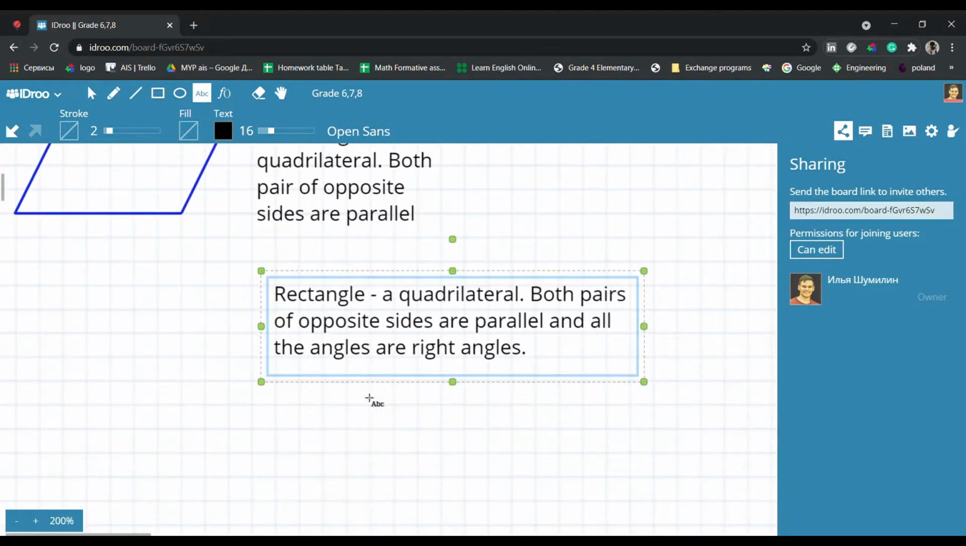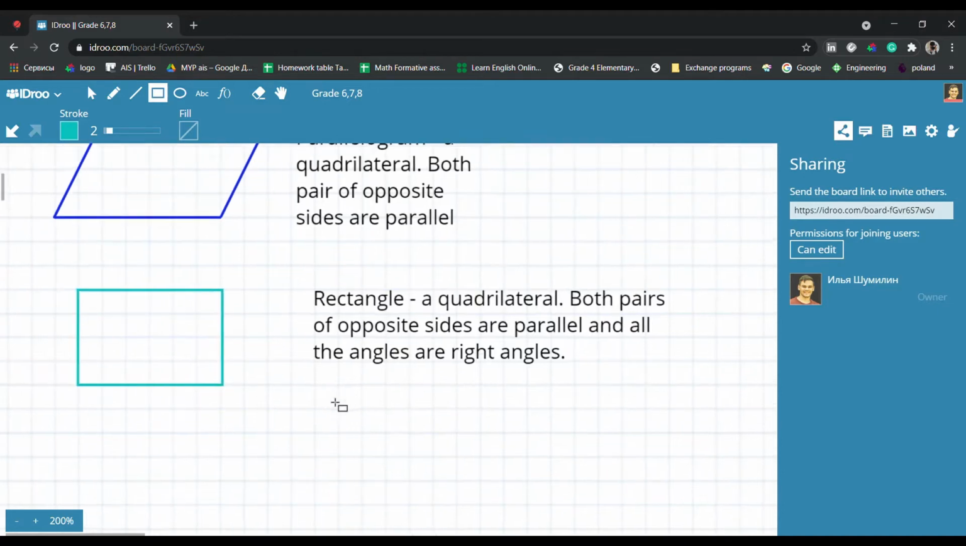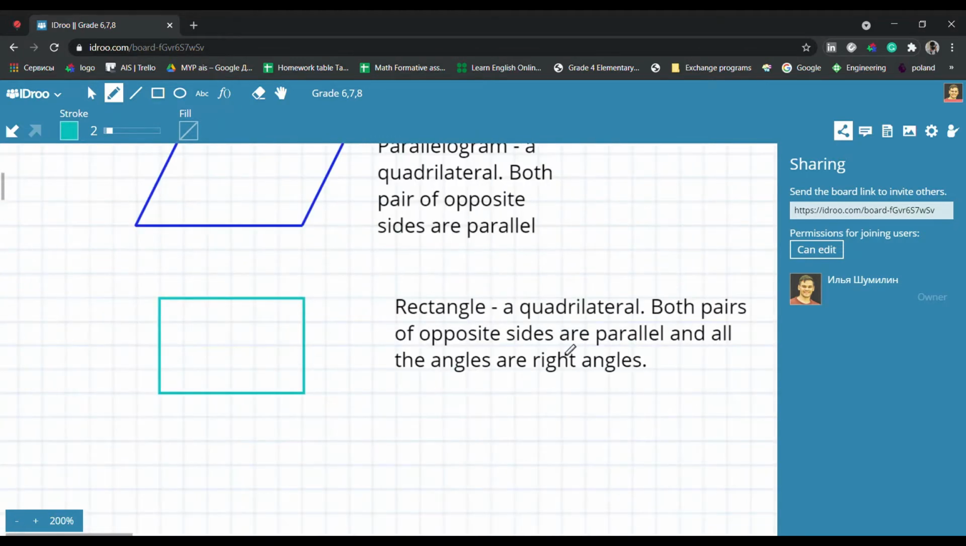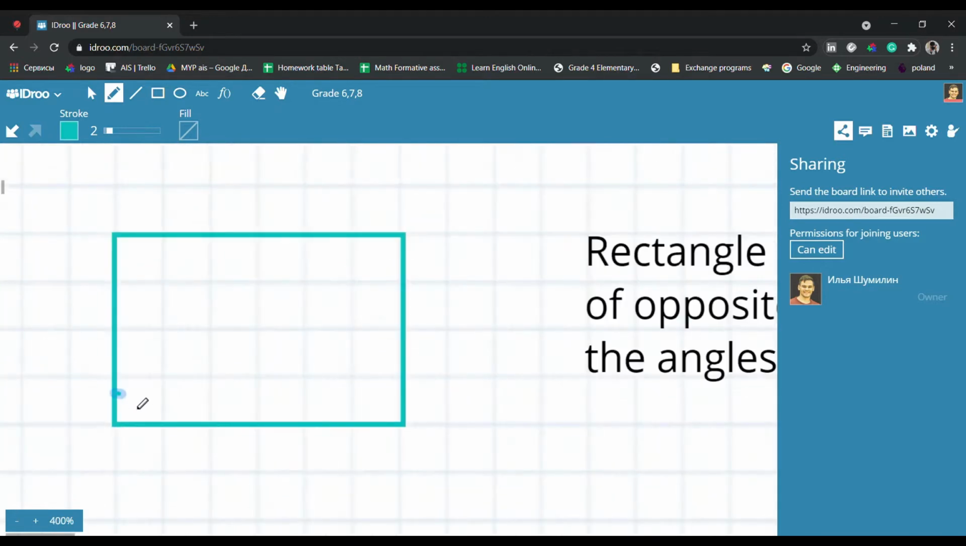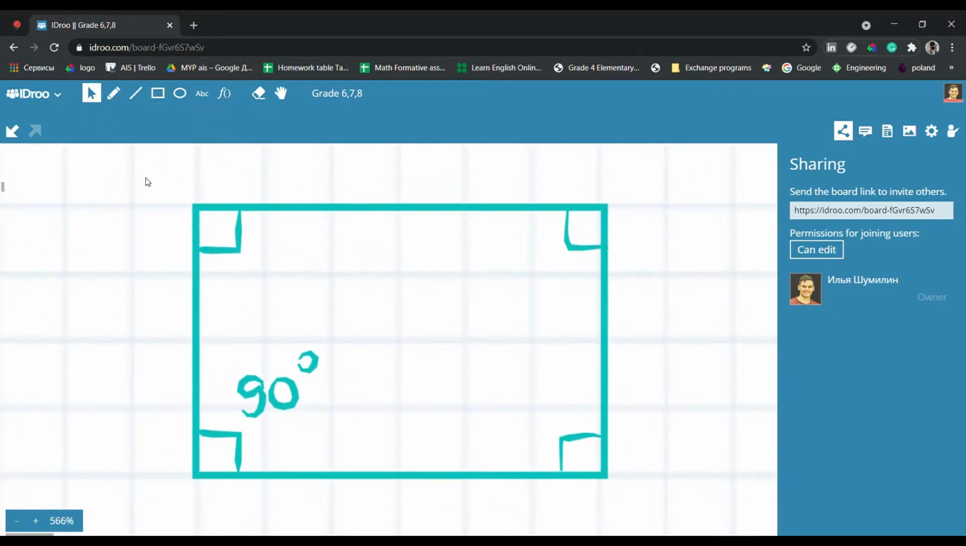Let's try to make a rectangle here. I have a frame of this definition. All right, it should be very easy. I'll choose this color. What is very important in this shape? First of all, we have two pairs of parallel sides, and then all the angles are right angles. Don't forget, right angles we can show with a small square on the angles. And I will remind you that right angles are always 90 degrees everywhere. All four angles are 90 degrees.